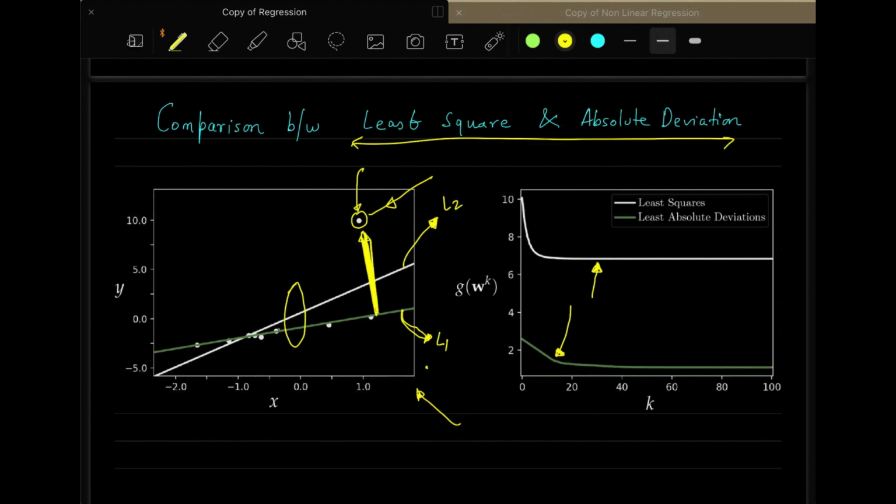So any doubts here? Anyone having any doubts?